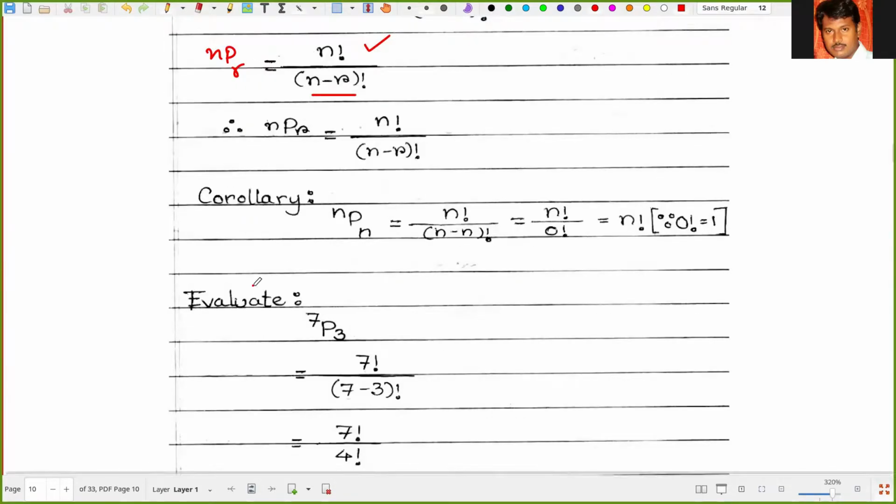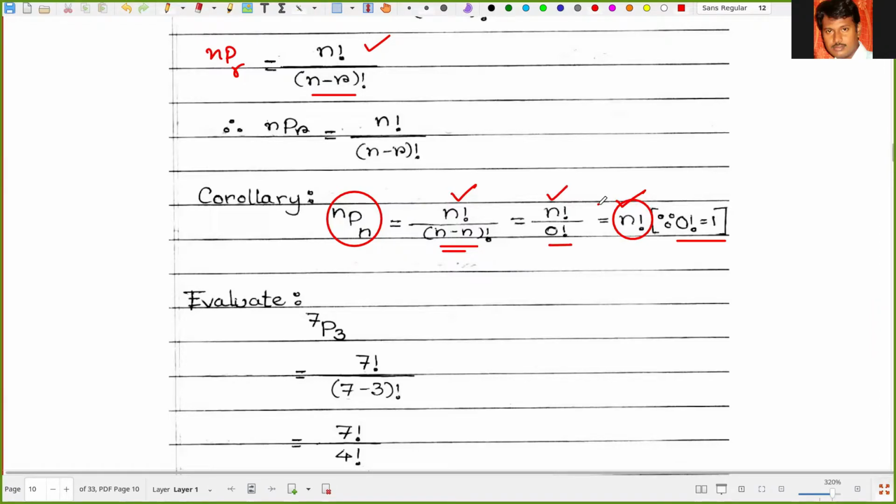Now from here we can also say that nPn, that means when we are taking n objects from the total n objects, that means r is equal to n. So we have n factorial upon n minus n factorial, which is equal to n factorial upon 0 factorial, and already we know 0 factorial is 1. So nPn means n factorial.